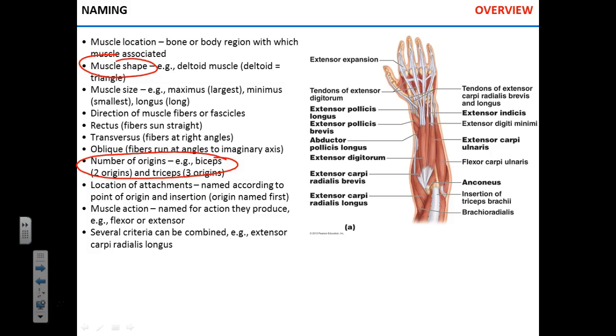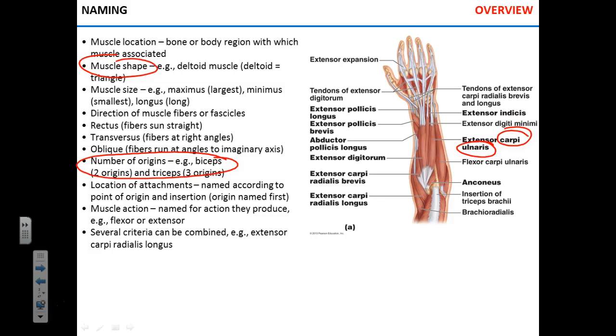Flexor carpi ulnaris starts with ulna. Where's flexor? I have extensor carpi ulnaris. Extensor carpi ulnaris extends carpals. Origin is at the ulna.